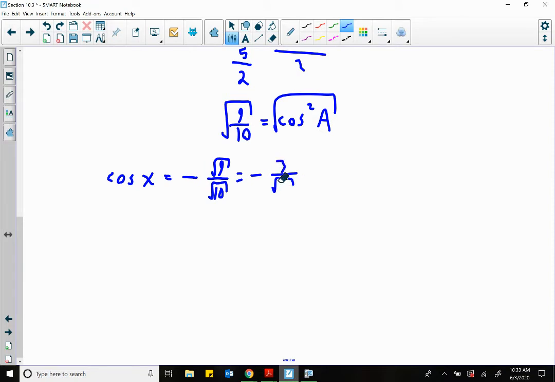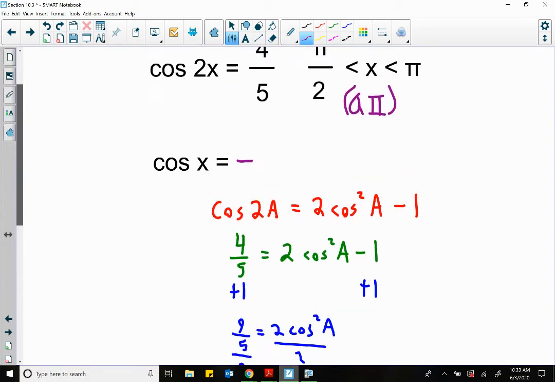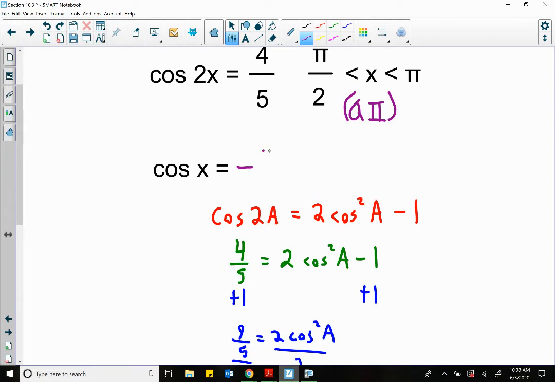Square root of 10 does not break down, but we cannot have radicals in the denominator, so you have to rationalize. So in the end, we now know that cosine x is negative 3 square root of 10 all over 10. And there you go. Negative 3 square root of 10 all over 10.